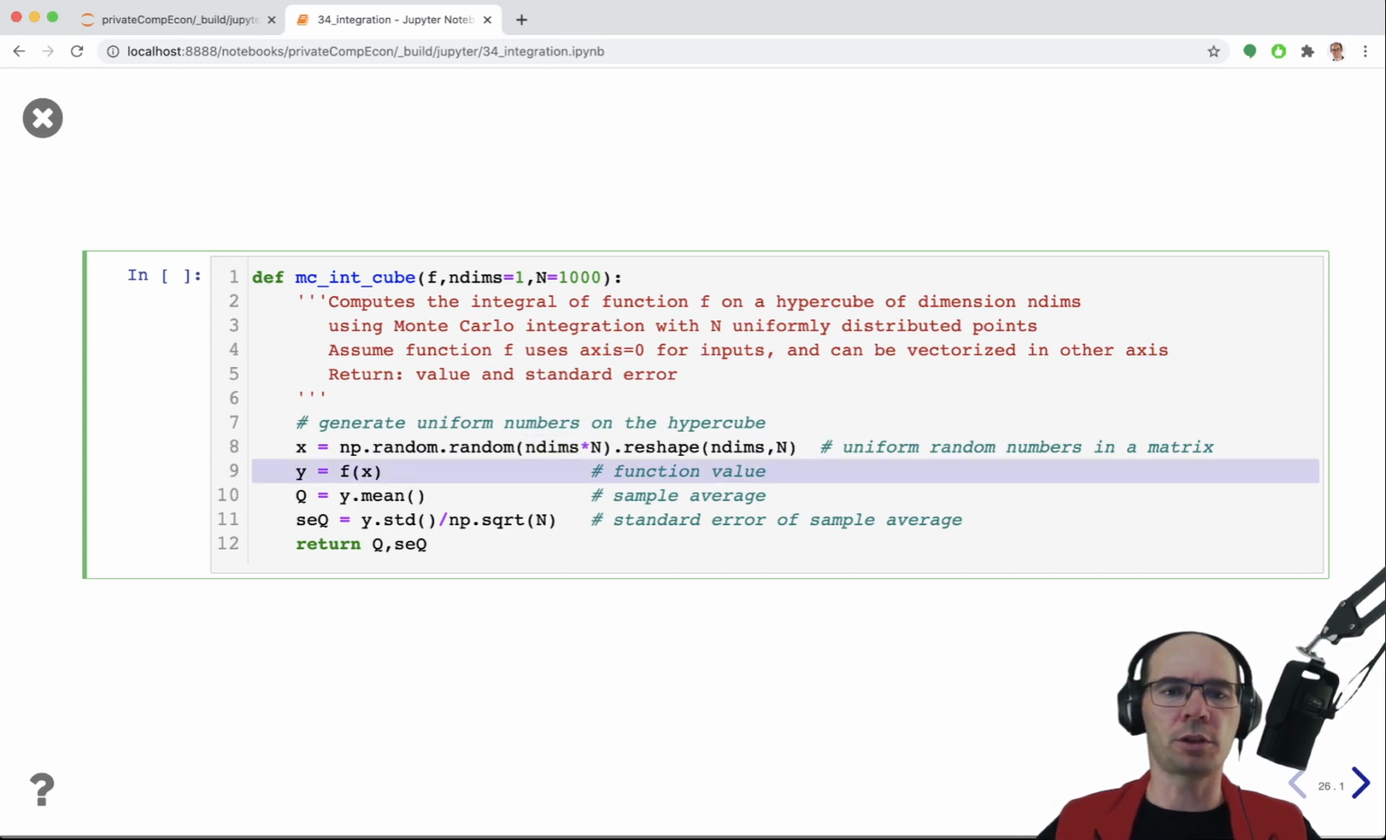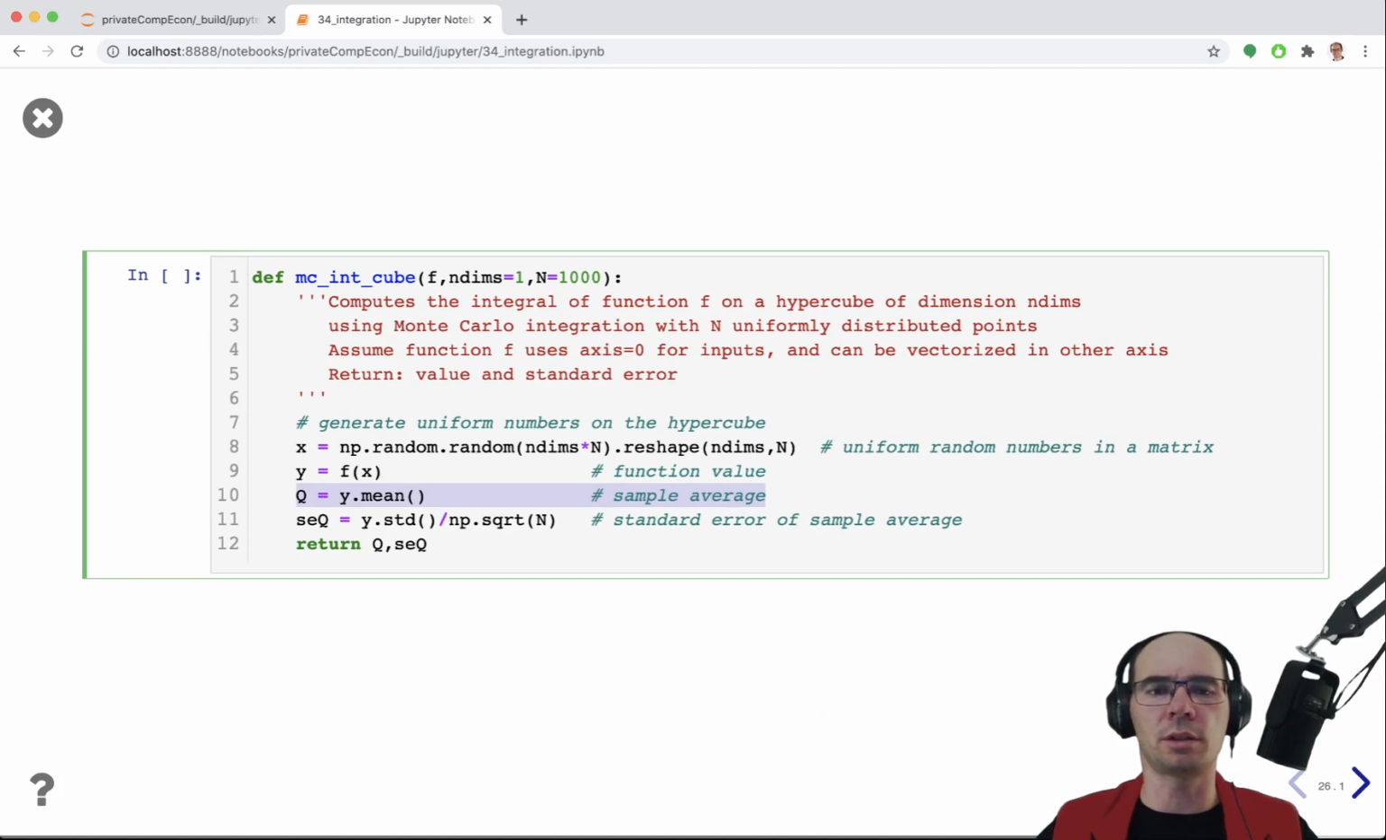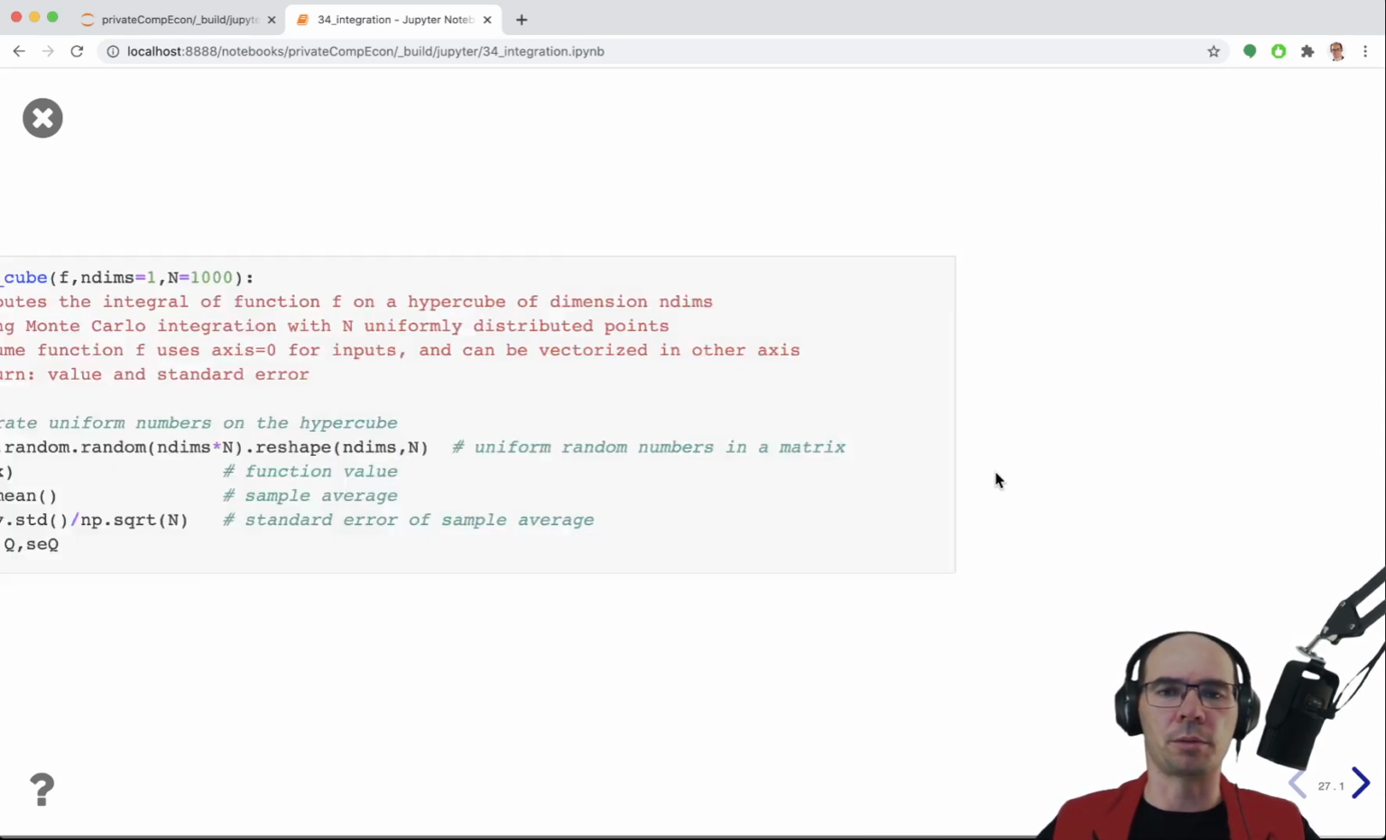Then we're calculating the function. Well, this is assuming that the function can take a matrix as an input, and we'll treat the columns as the individual variables. Then the function should return n numbers, right? So y is going to be a vector of n elements. And then we just have to take the mean of y when we're using NumPy statistical functions here. And then the standard deviation of y divided by the square root of n will give us the standard error of the sample average. We will look in a second at what that is, and we'll return both.